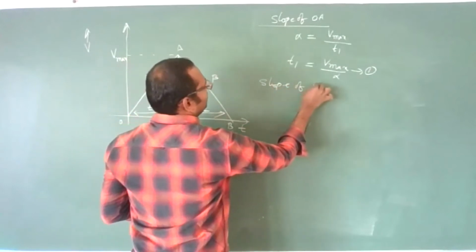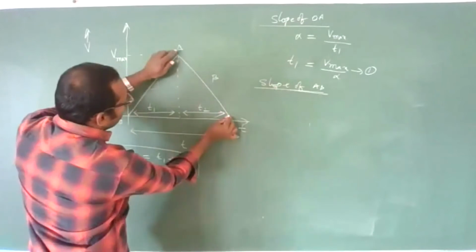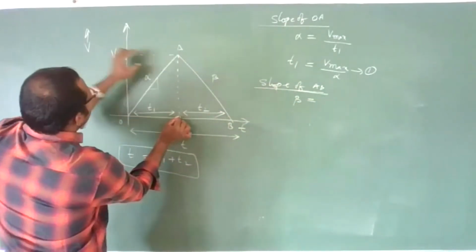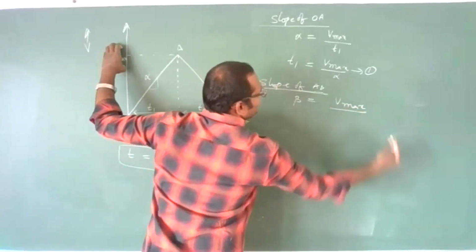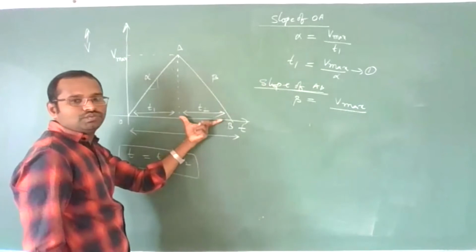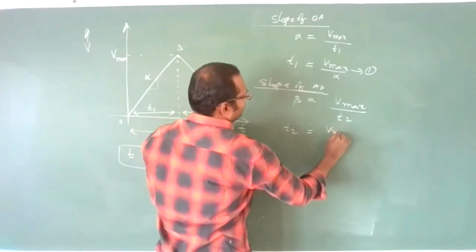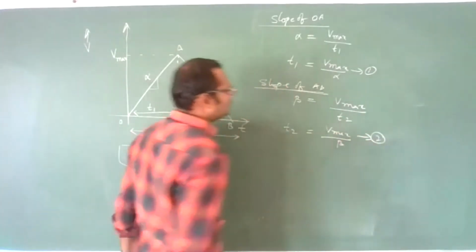Next, slope of AB. Slope of AB gives you beta, that is equal to vertically how much it is? V maximum. Y value upon x value. X value is t2. Then t2 will be equal to V maximum upon beta. This is equation number 2.